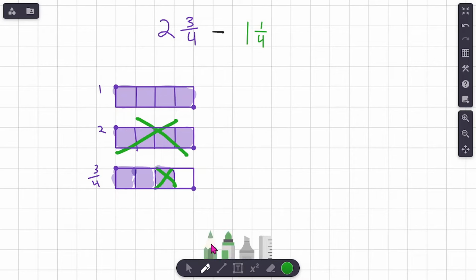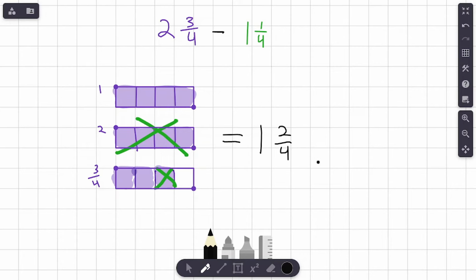Now take a look. What's our answer? How much do we still have? What do we still have in our model here? Well, look, we have 1 whole. We still have 1 whole, so there's a whole number. And then we don't have anything here. We took that away. We subtracted 1 whole. And then we subtracted a fourth from this fraction, 3/4. So how much do you still have left? 1/4, 2/4. And there's your answer, 1 2/4.